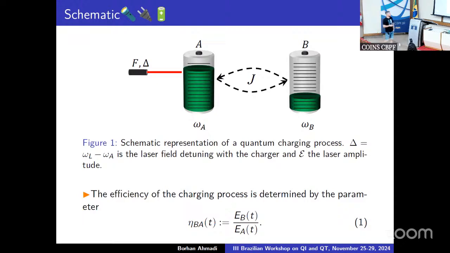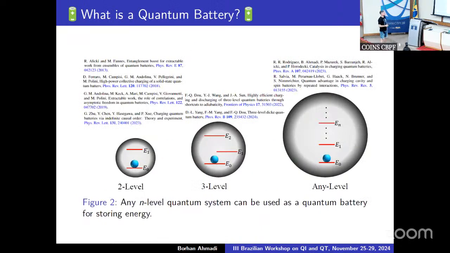In a charging process, we have a quantum charger, like in the classical setting, and a quantum battery with some coherent interaction between them. And this is the laser field. This F is a typo, it should be epsilon. By epsilon I mean this F. And this delta is the detuning between the laser field and the charger. The efficiency of the charging process is usually defined by the energy of the battery divided by the energy of the charger.